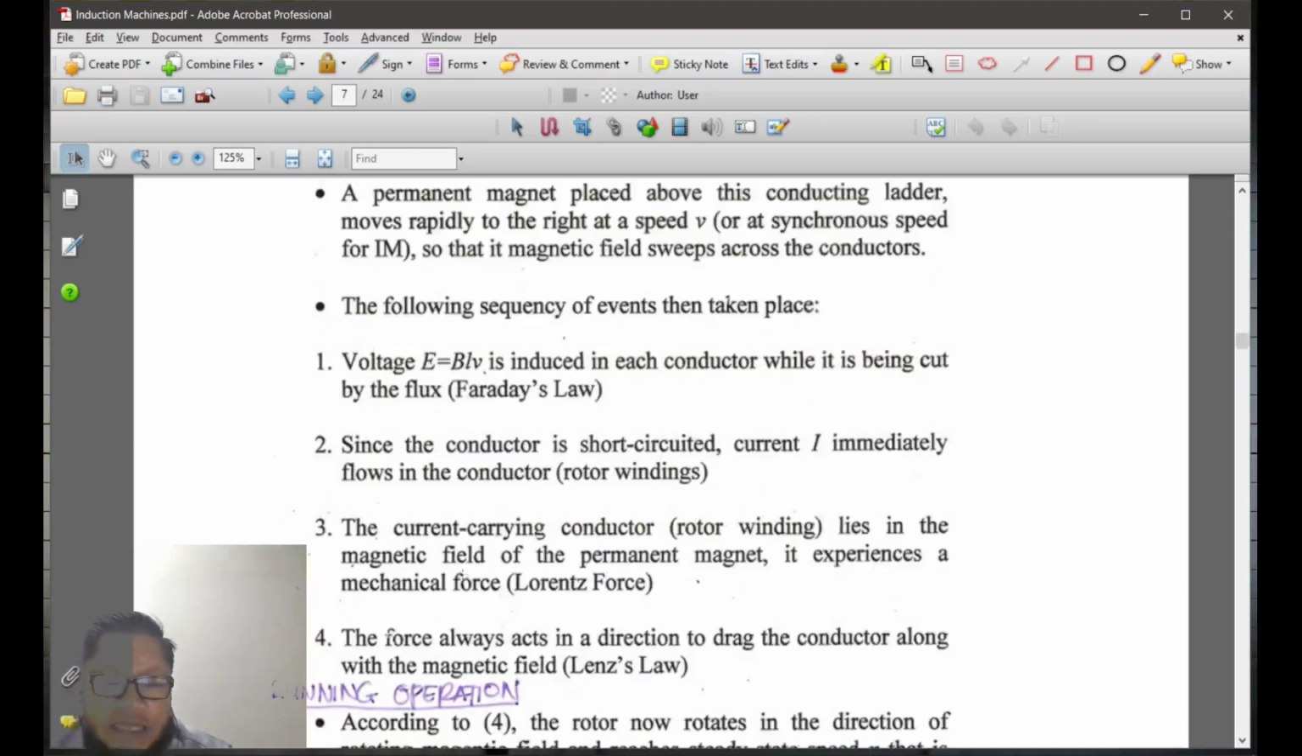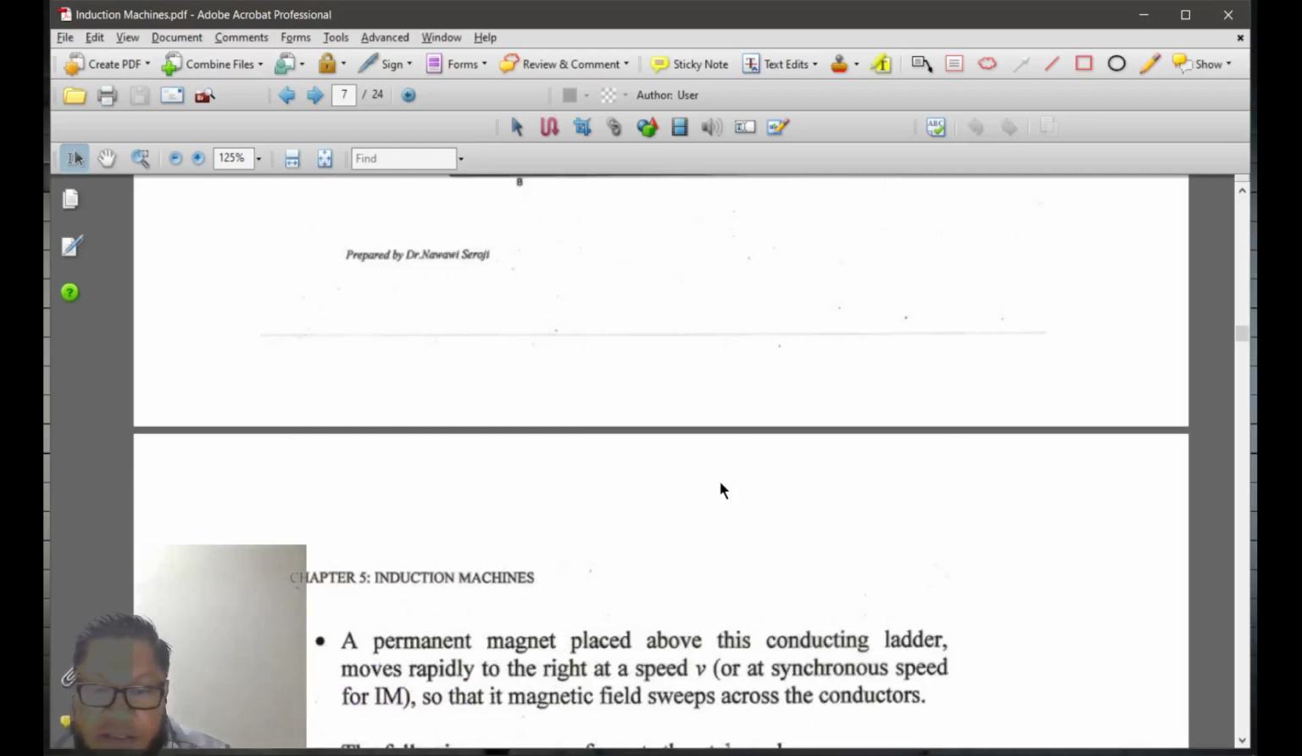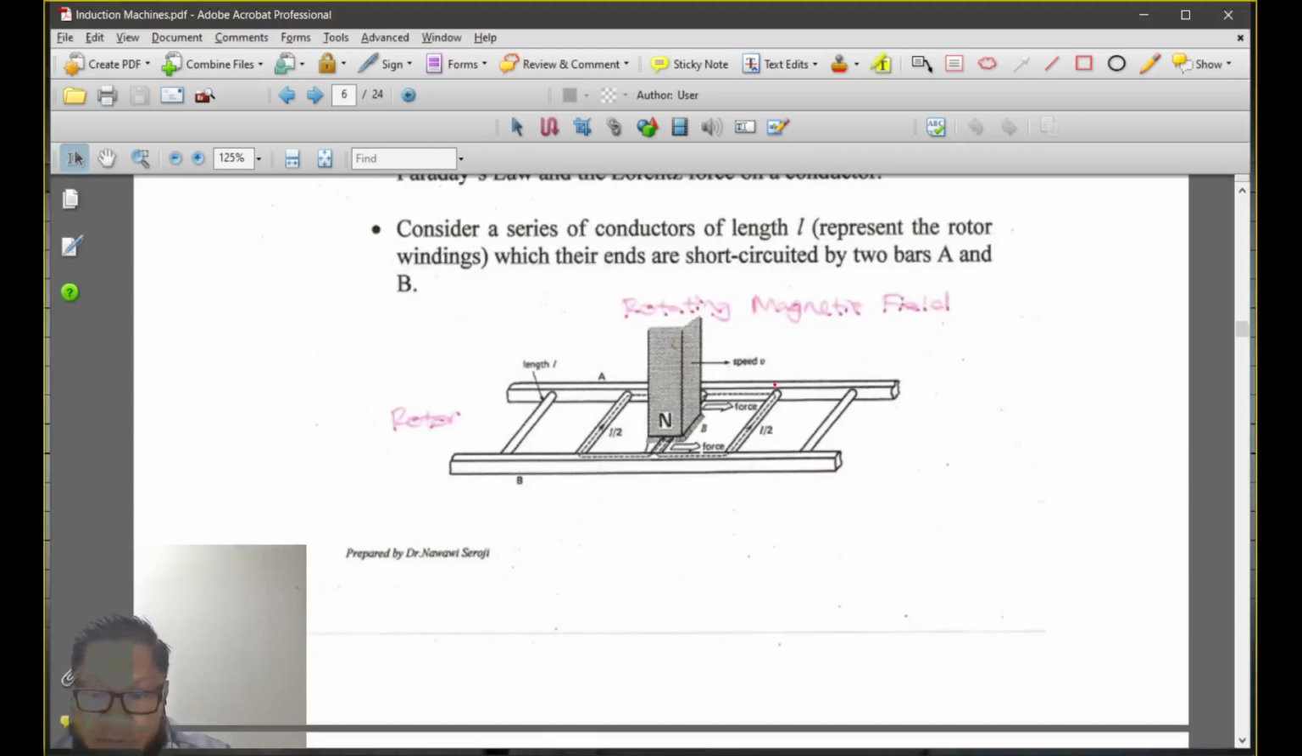Next, since the conductor is short-circuited, a current immediately flows in the conductor winding, in the rotor winding. So, coming back here, there will be a voltage induced, and because it's a short circuit, there will be a current flowing here, right? And the current flows through that as well.